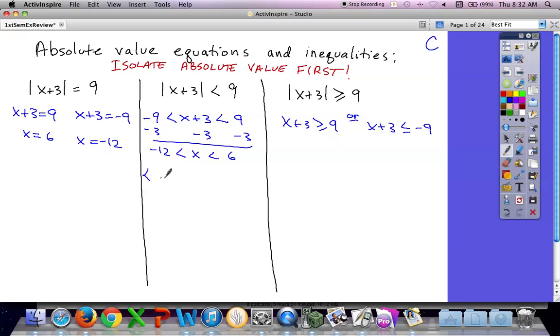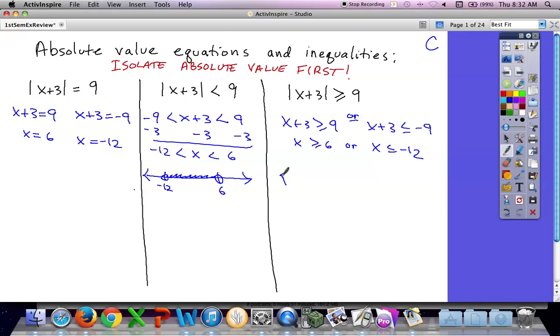And if we graphed it, it would look like negative 12 on the left, 6 on the right. It would be open circle on both because that's a less than and not less than or equal to. And the shading, again, is in between the negative 12 and the 6. If I solve this one, I would solve both of these separately. So I subtract 3. x is greater than or equal to 6. Or x is less than or equal to negative 12.